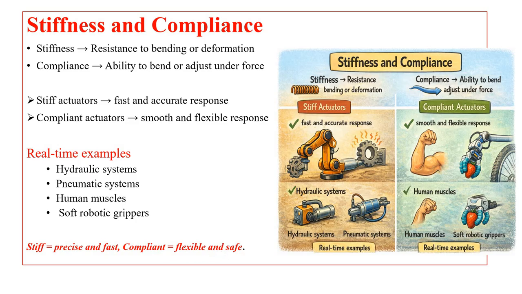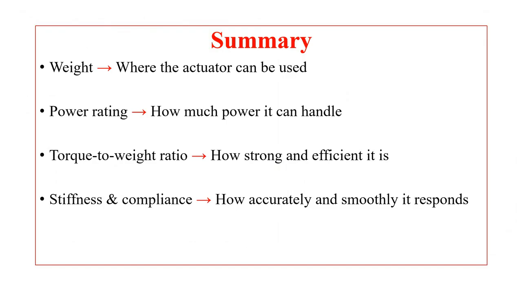So in one word, you can say that weight decides where the actuator can be used, and the power rating is how much power it can handle. Torque to weight ratio is how strong and efficient the actuator is. Stiffness and compliance is how accurately and smoothly the actuator responds. So these are the characteristics of the actuators.